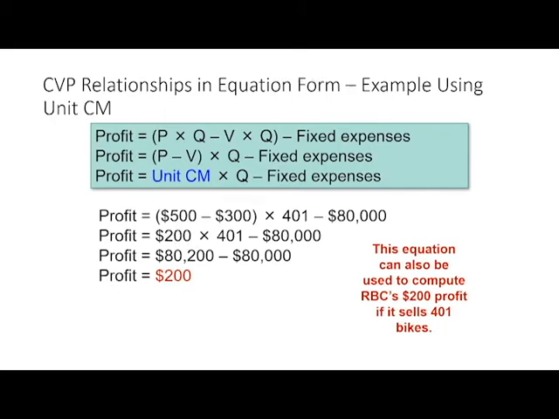Next we are still on the CVP relationship in equation form. You can look further at this example using the equation form.